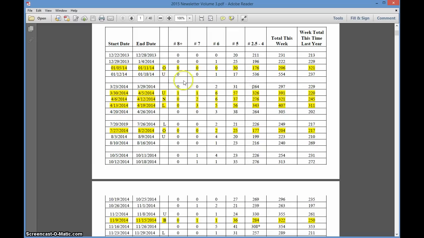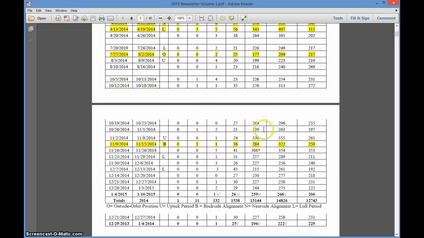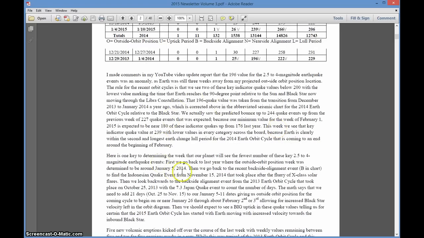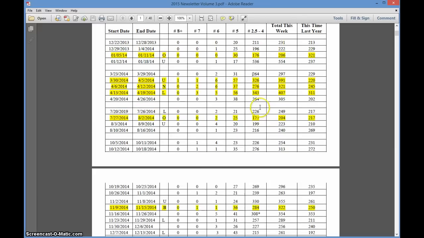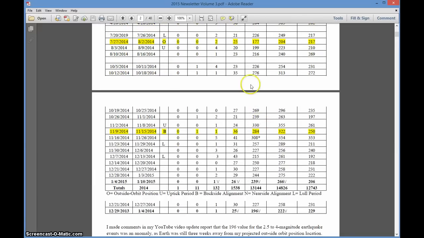536. That's what we should expect to see, but move this 21 days later. Where do we get the 21 days from? I explain in this update. The key for determining this outside orbit position, we watched these 2.5 to 4 magnitude earthquakes.